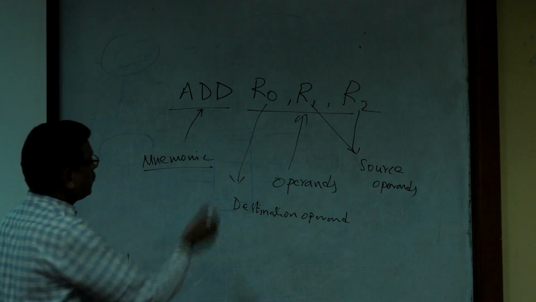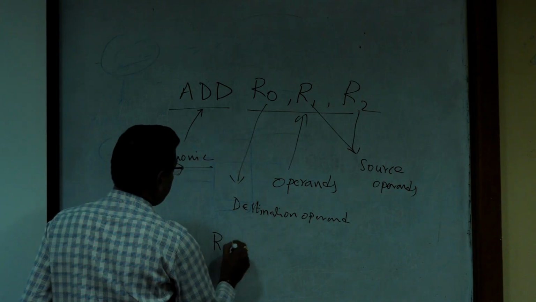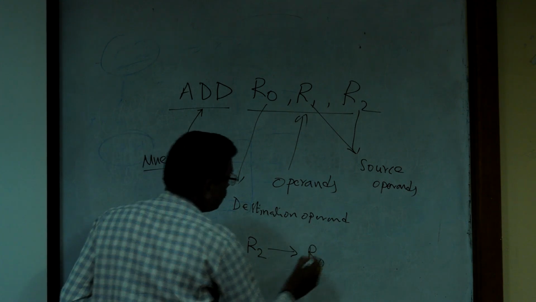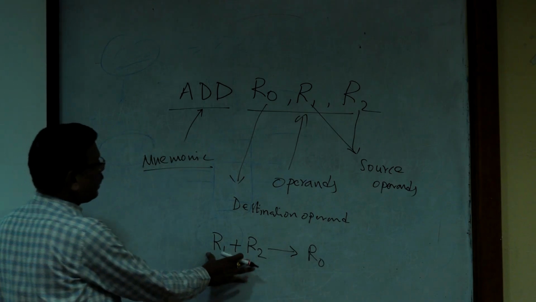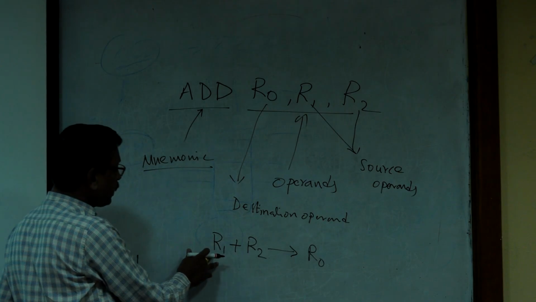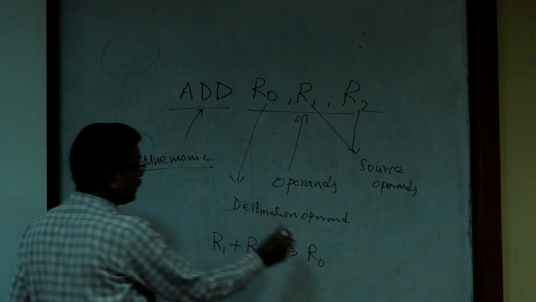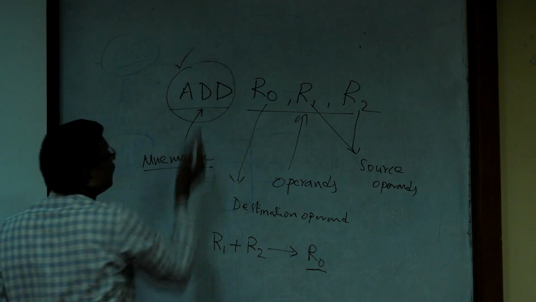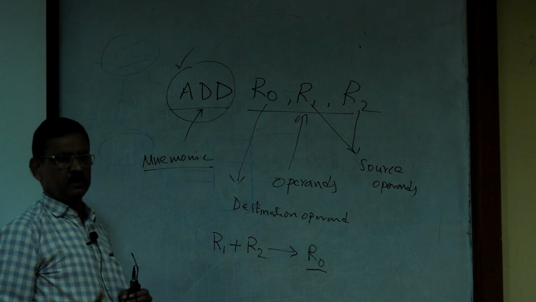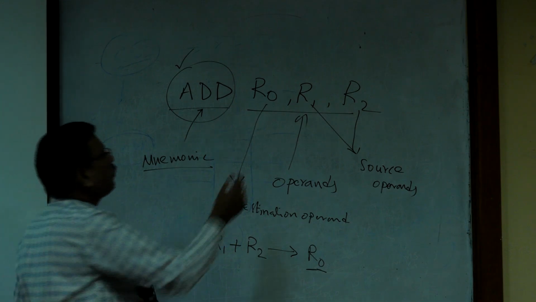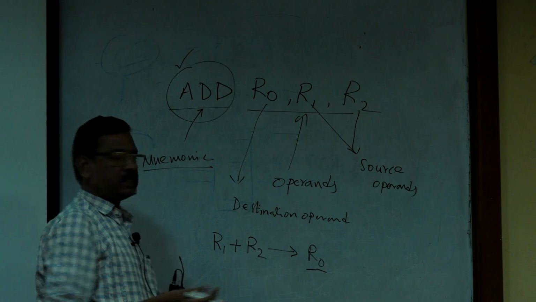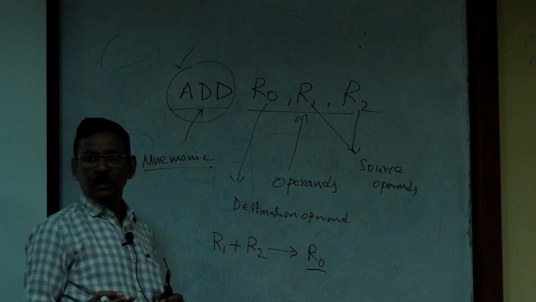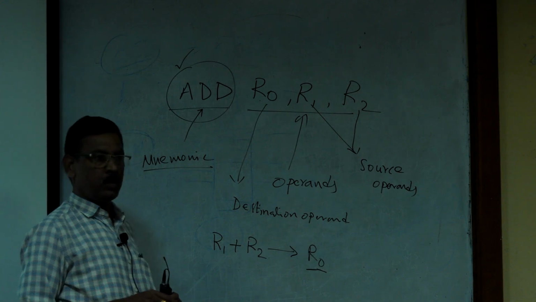Okay, so how is it going to work here? R1 plus R2, and the result is stored in R0. That's why these 2 are source operands: the contents of R1 and R2 are added, and the result is stored in R0. 3 operands are required. So to execute this add instruction, how many registers are required? 3 registers. That means we have to read 2 registers, and the destination register is going to be written. We have to read 2 registers and write 1 register.